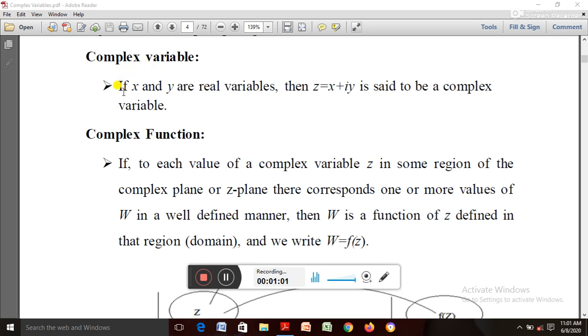So complex variable means if x and y are real variables, then z is equal to x plus iy is said to be a complex variable. Means if x and y are real variables, then the complex number is called a complex variable.